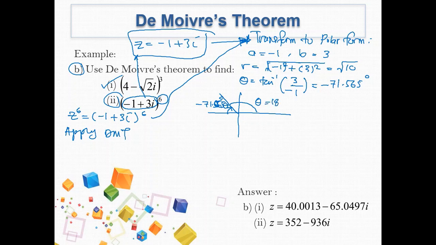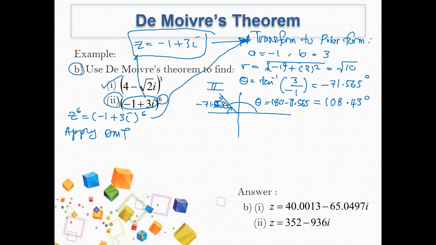Where actually the theta is equivalent to 180 minus 71.565. That will give you 108.43 degrees. So angle negative 71.565 is equivalent to 108.43. So it is up to you later which angle you want to apply and use for your sine and for your cos. Both should give you a similar answer.